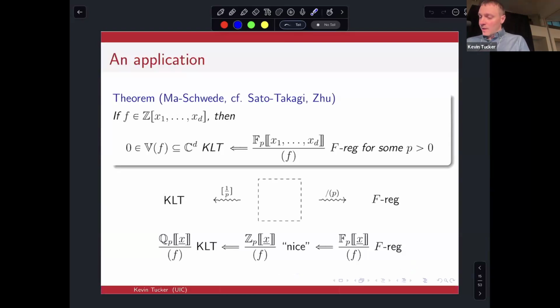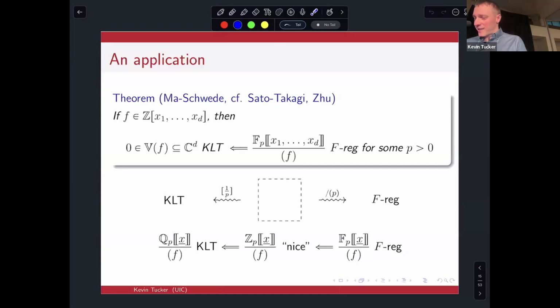Okay. All right. So hopefully this helps to show that having some mixed characteristic way of filling these things in really informs and tells us a bit more about KLT and F-regular, which maybe you already care about a bit more. Again, just as before, I've stated the hypersurface case for simplicity.